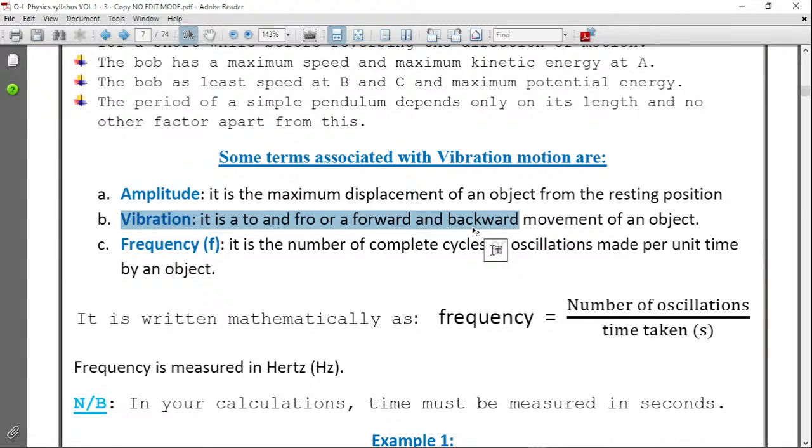And what is frequency? The frequency of an object is the number of complete cycles or oscillations made per unit time. And note, very important, the time must be in seconds. Whenever you have to calculate frequency in an exam, the time must be converted to seconds. So if they give the time in minutes, convert it to seconds. These are some of the mistakes that students make. Mathematically, the frequency of an object is given by the number of oscillations or the number of cycles divided by the time taken. And the number of cycles per unit time is equal to the hertz. The hertz is the same as 1/second.